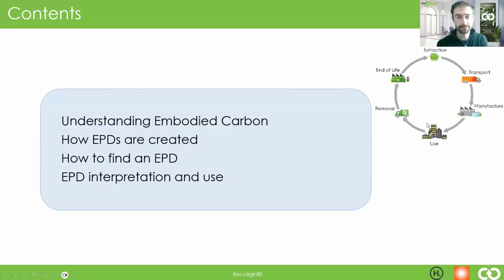Just to give you a flavour of what I'm going to be talking about, I'm going to give a bit of an understanding of what embodied carbon is. I want to impress upon you the process involved in creating an EPD, so how EPDs are created. How to find an EPD, because once it has been created, it is readily available for anyone to access. And then I'll go a little bit into EPD interpretation and use.